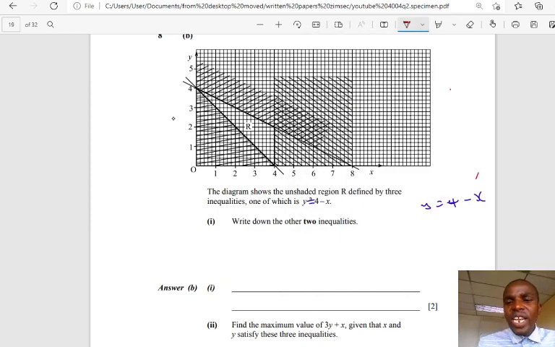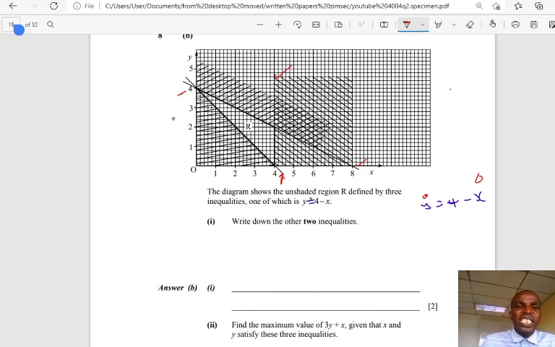When x is 0 here, what is y? It is 4. So this one passes through the point 0, 4. Then when y is 0 here, what will be x? It will be 4. So it means this is the line. So this is the graph, y equals 4 minus x. Then the other two graphs, this one and this one, we have to define them. They say write down the other two inequalities.